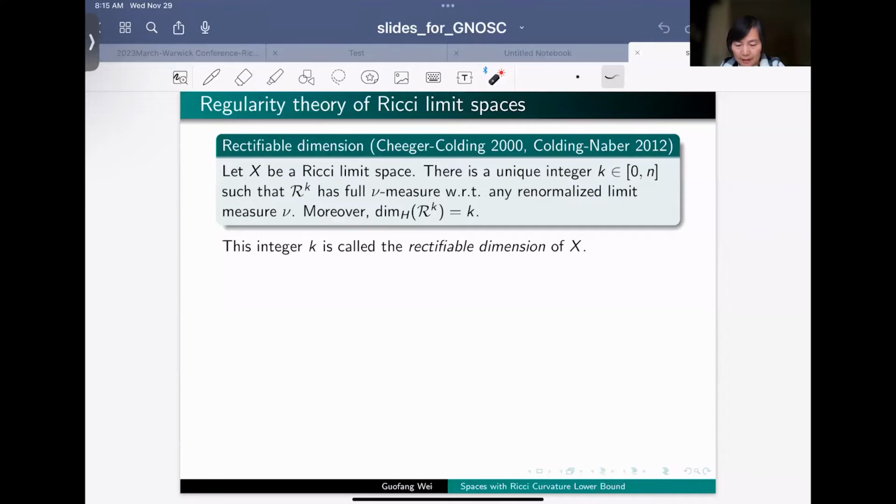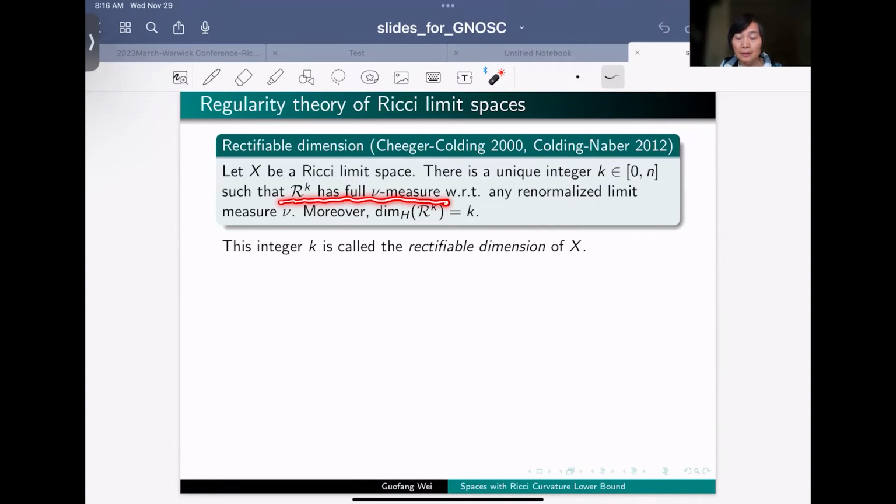One of them is due to Cheeger-Colding and Colding-Naber. From their work, for any Ricci limit space, there is a unique integer k between 0 and m. First, for this Ricci limit space, one can always define a renormalized limit measure. I didn't define it, but it's some kind of limit measure, such that the regular set has full measure. That means the singular set has measure 0.